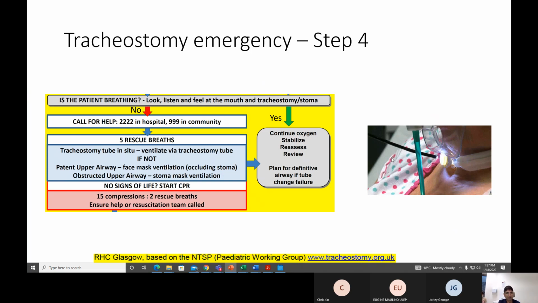If you can produce a chest rise, and you can give good chest rise, that means the patient will start oxygenating and start recovering. In that case, you continue bag valve mask. But if the patient has had cardiac arrest, then you have to go to CPR and continue 15 compressions to 2 rescue breaths, usual CPR as per PALS algorithm.